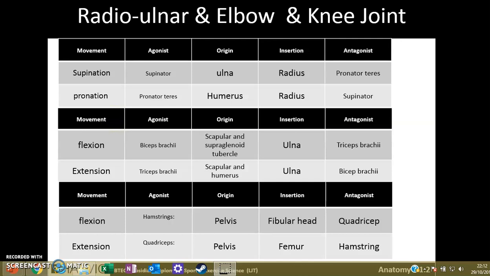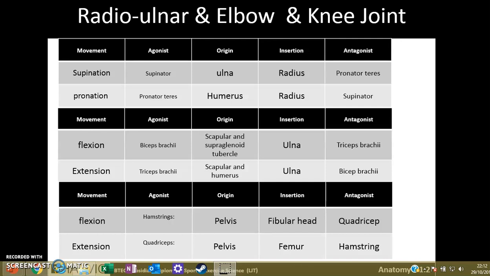It originates at the ulna and it inserts at the radius. Its antagonist muscle is the pronator teres. The pronator teres helps with pronation. It originates at the humerus and it inserts at the radius.